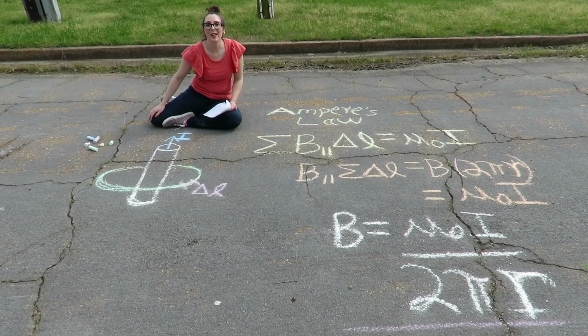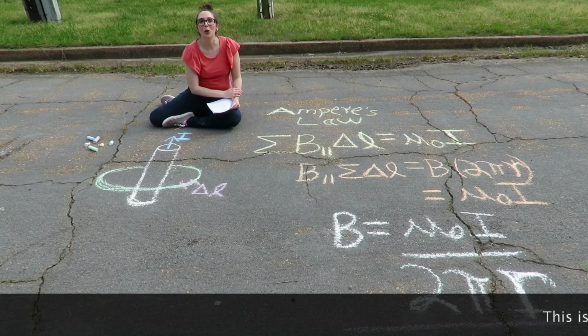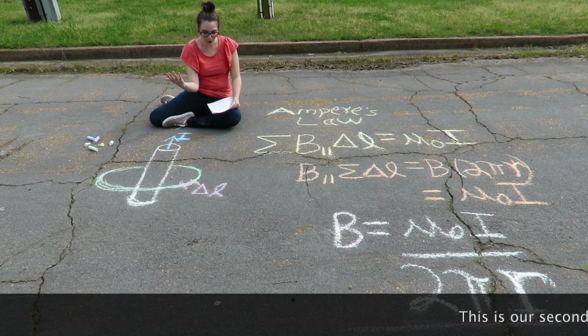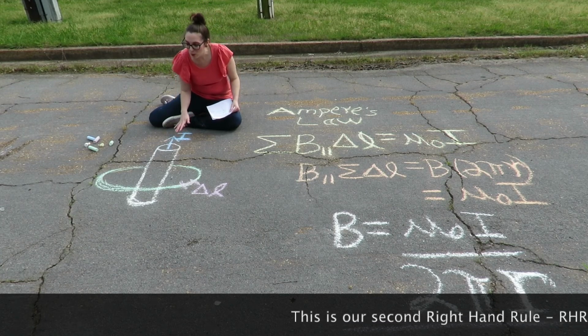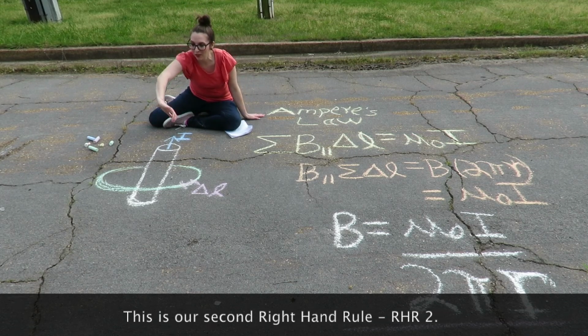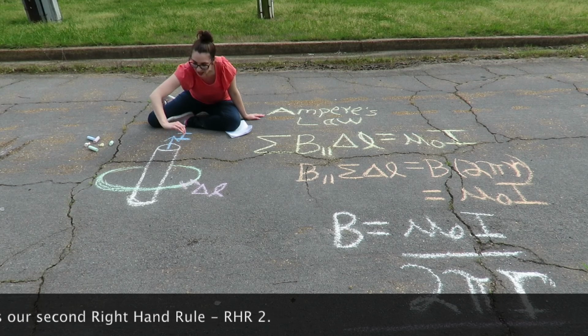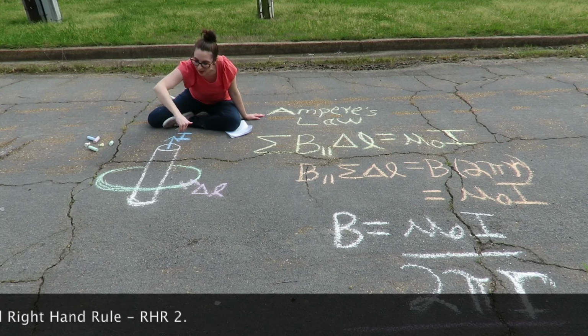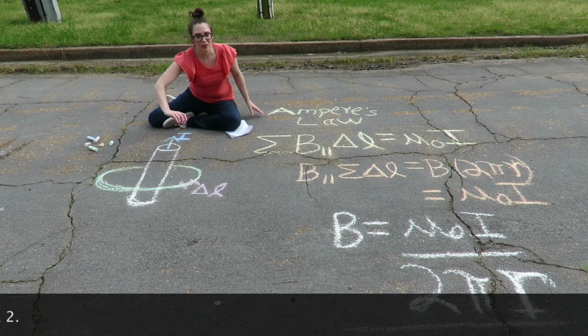So let's talk about the magnetic fields created by currents. A magnetic field is created by a current, and we can use a second formulation of the right-hand rule to find the direction of this magnetic field. Let's say we have a wire with a current running through it. For this second right-hand rule, we take our thumb of our right hand and put it in the direction of the current, and then our fingers curl around that wire in the direction of the magnetic field.